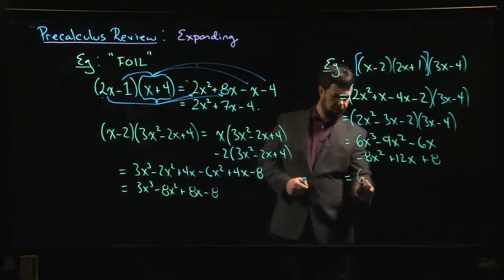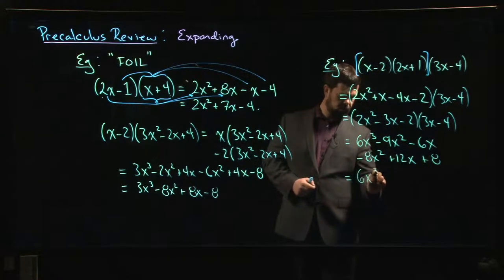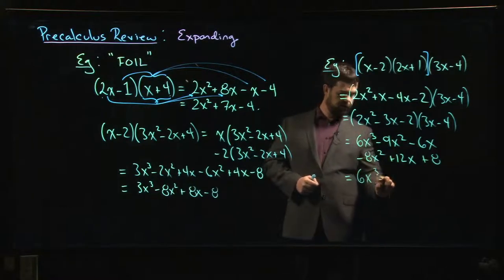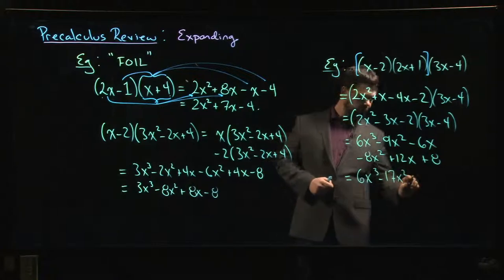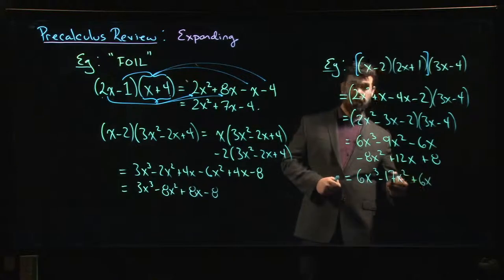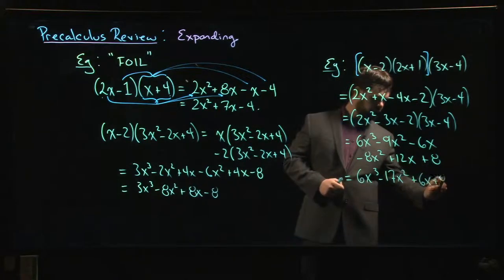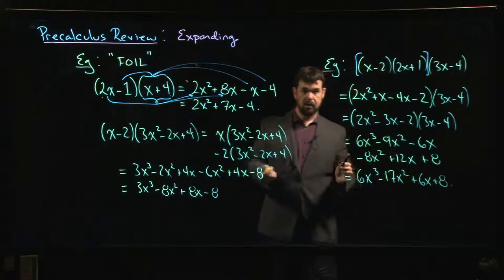So now we group, right? 6x cubed, minus 9 minus 8, minus 17x squared, minus 6 plus 12, plus 6x, and then finally plus 8, and you're all done.